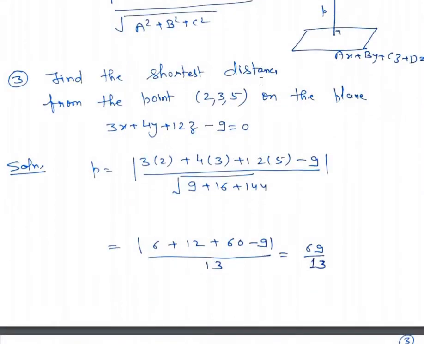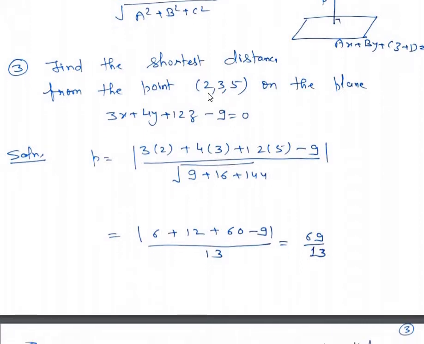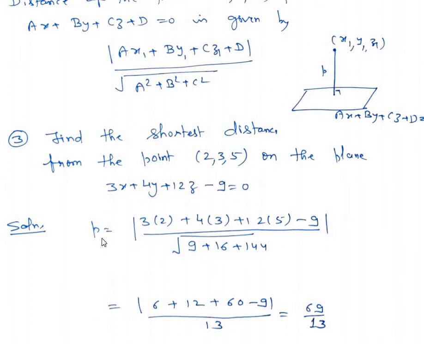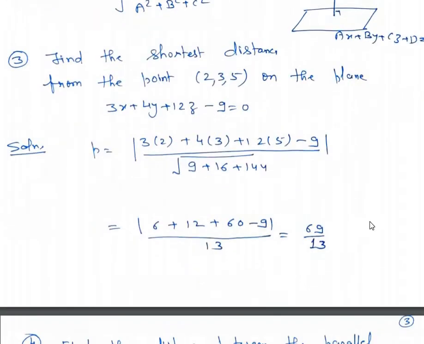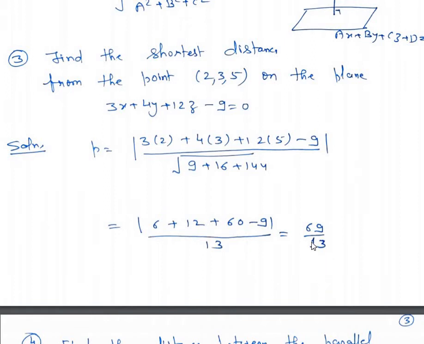Okay. Find the shortest distance from the point 2, 3, 5 on the plane 3x plus 4y plus 12z minus 9 is equal to 0. Now shortest distance in this case is the perpendicular distance. So we apply this formula and therefore p is equal to modulus of 3 into 2 plus 4 into 3 plus 12 into 5 minus 9 upon under root of 9 plus 16 plus 144, which comes out to be 69 upon 13.